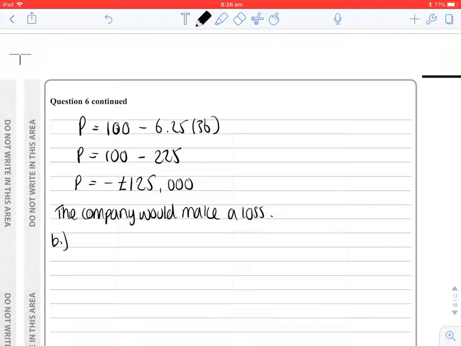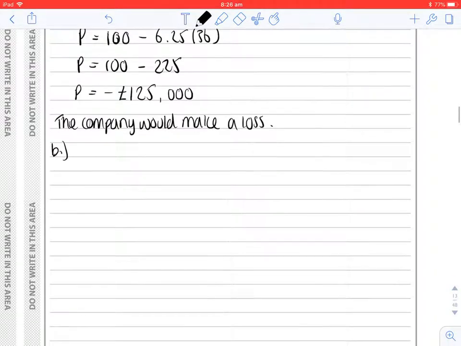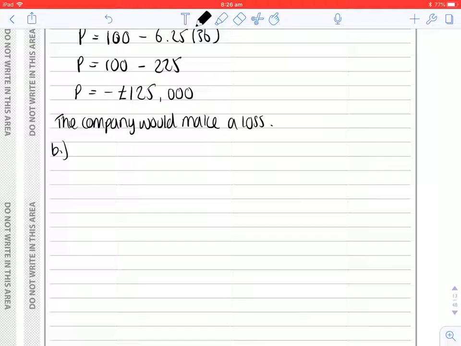Part B. So part B says, given that the company made an annual profit of more than £80,000, find, according to the model, the least possible selling price for the toy. So if we know that the company made more than £80,000, what we can say is that 100 take away 6.25 lots of (X minus 9) squared must be greater than 80. Now remember, it's 80, not 80,000, because P is already in thousands.